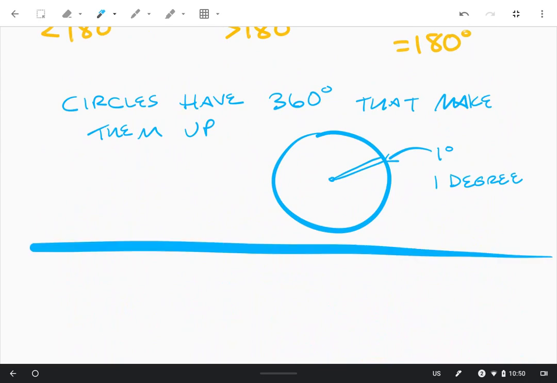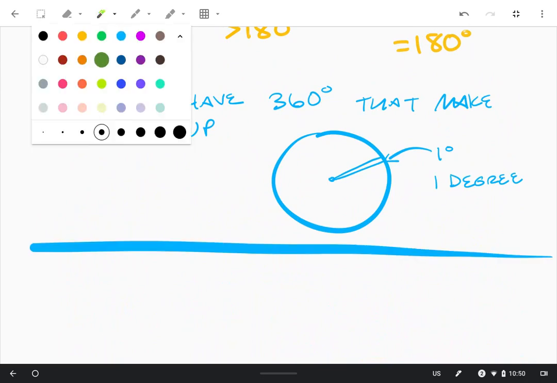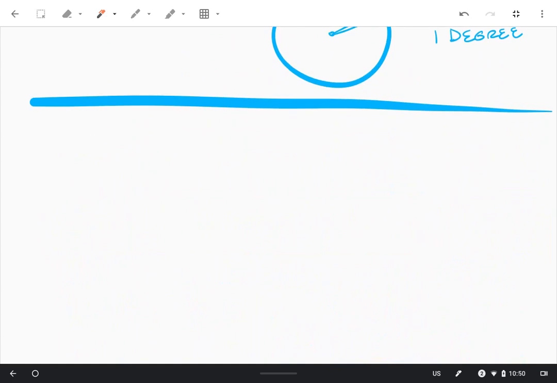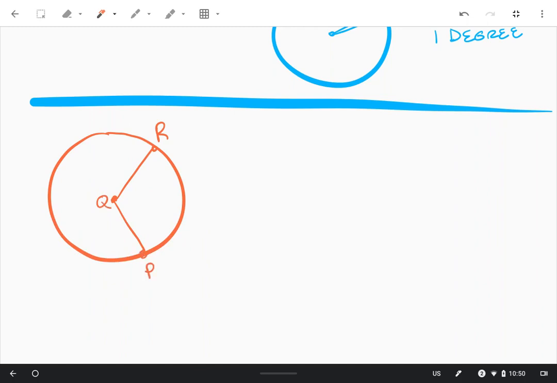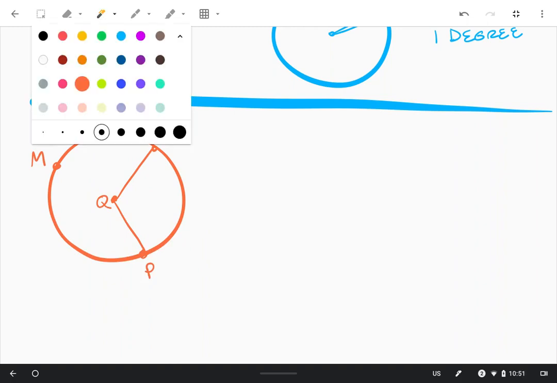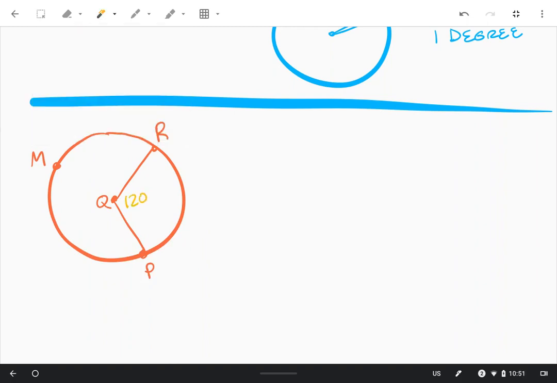The other thing we know about the measures of these arcs is the relationship between the central angle and its arc: that they are equal. So let me draw in some points here. Let's call this Q. Let's call this P. Let's call this point M over here. And let's say I tell you that this angle in here is 120 degrees.